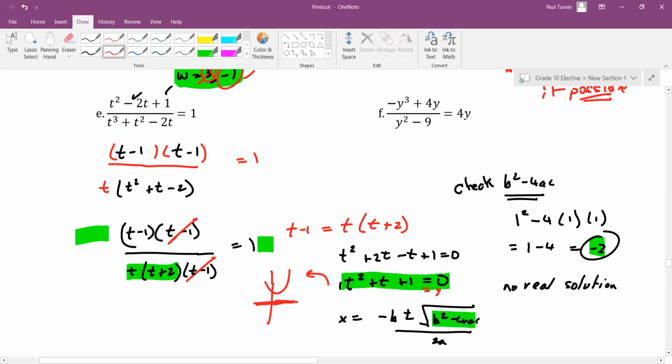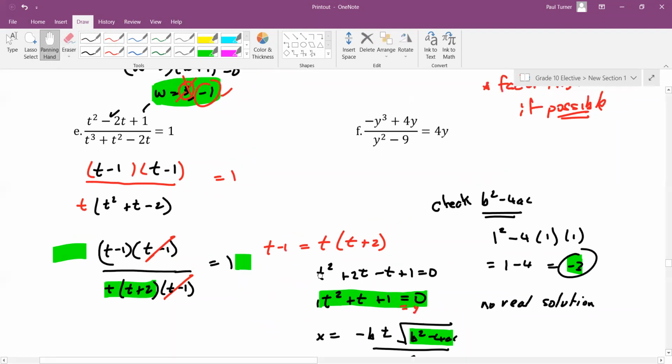This is t, and this is, say, y. So this graph would have no solution. But we'll do more on graphing next term about quadratics. I know you've done some already, but we need to do a bit more.